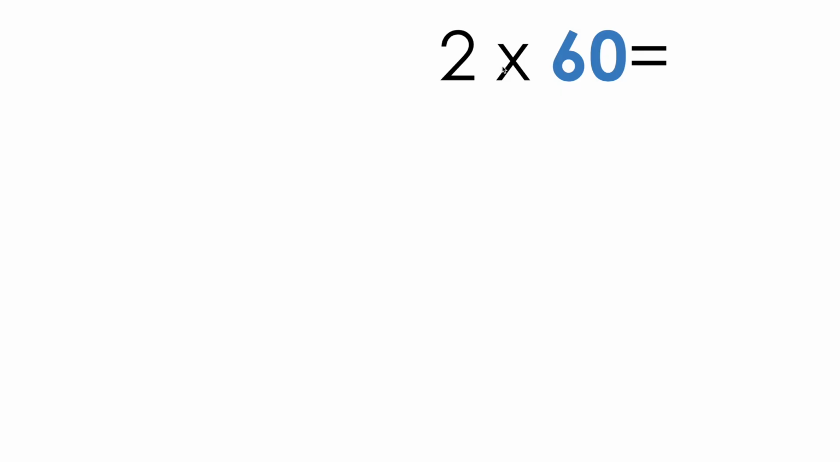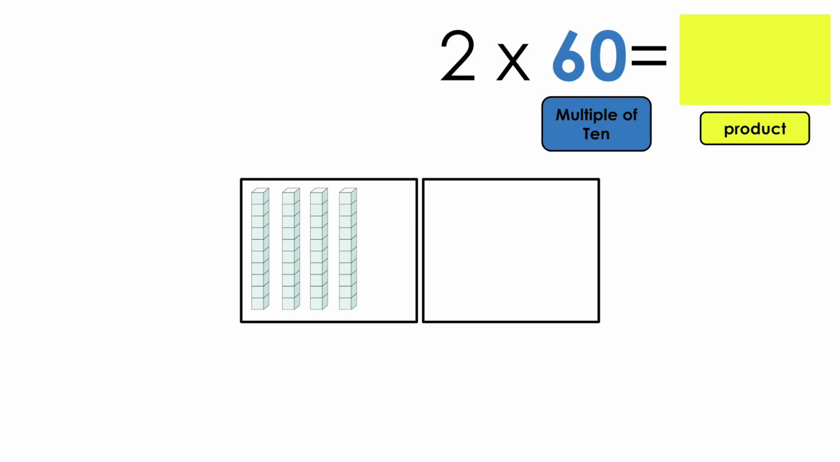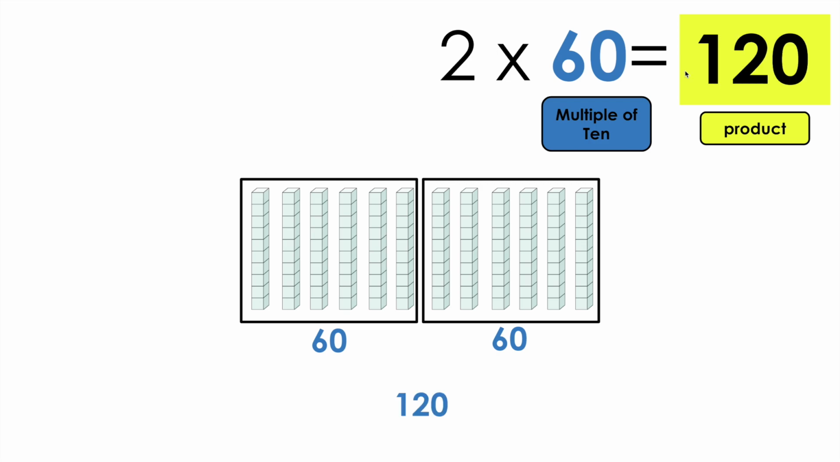Now let's multiply 2 times 60. We know 60 is a multiple of 10. Now let's find the product. We can read this as 2 groups of 60. 1 group, 2 groups. We need 60 and another 60. We know that makes 60 plus 60, which equals 120. The product is 120. Or we can count by tens.